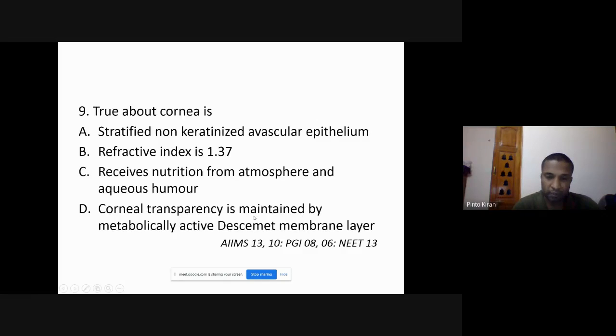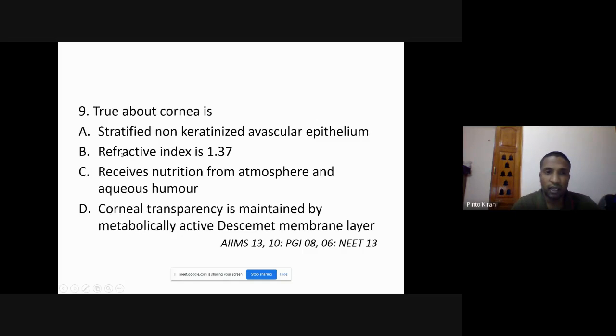Suppose your fourth option was that corneal transparency is maintained by the metabolically active endothelial layer, then it would have been a correct answer. Now they have mentioned it's the descemet membrane. The descemet membrane doesn't have any role except for structural stability to the cornea.